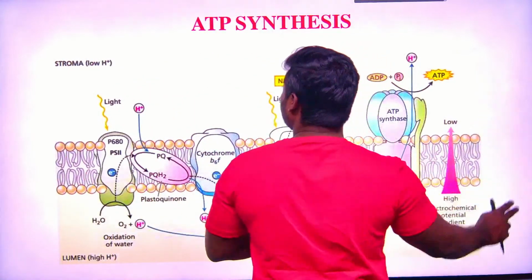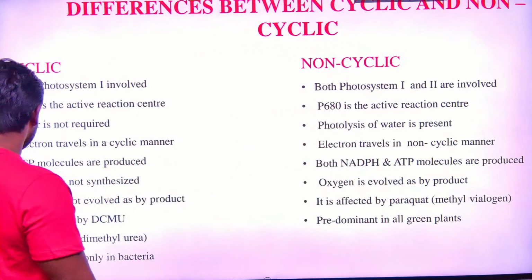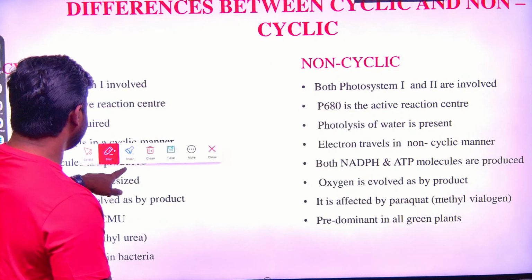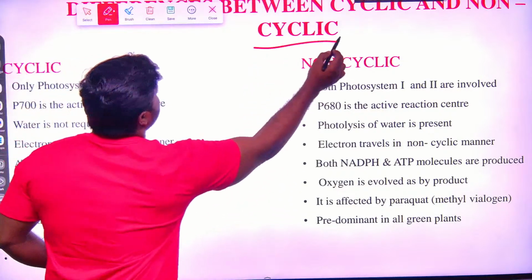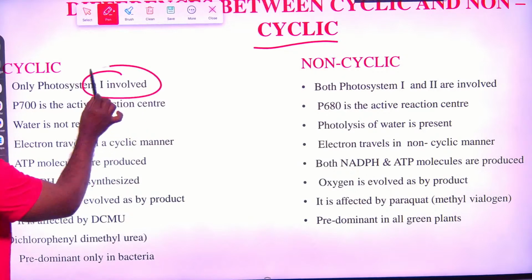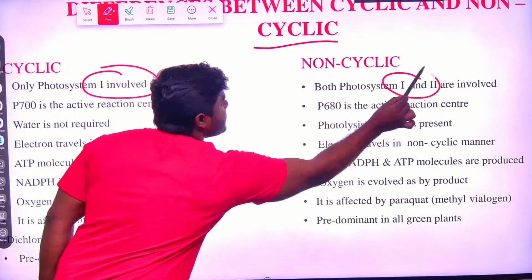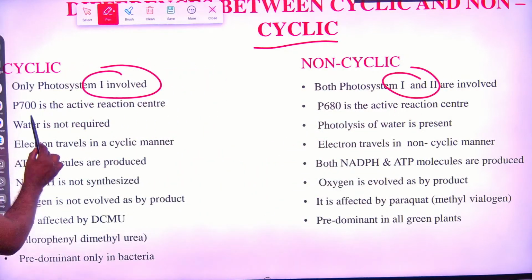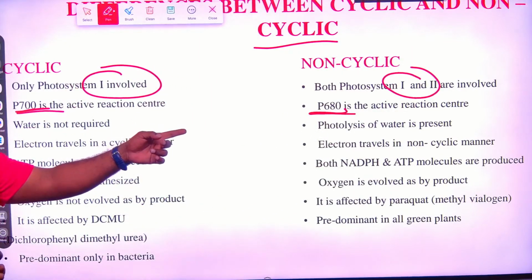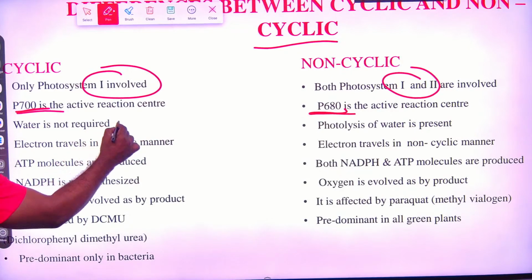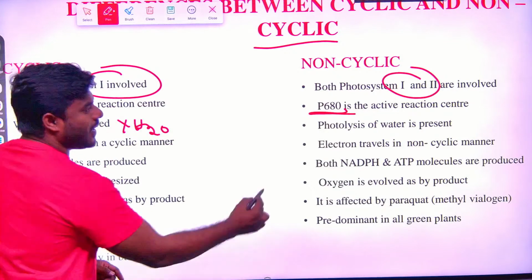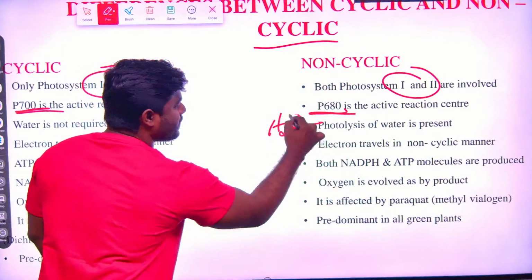Now let's try to understand very correctly what are the major differences between the cyclic and non-cyclic. Anyway, we know that in the cyclic only one photosystem is involved. Here both photosystems are involved. Most importantly, here P700 is the reaction center. Here P680 is the reaction center. The most important one, here there is no photolysis of water taking place. Correct? Here 100% photolysis of water takes place.